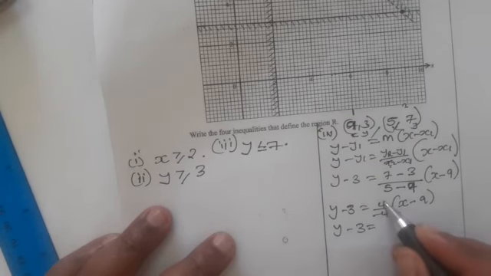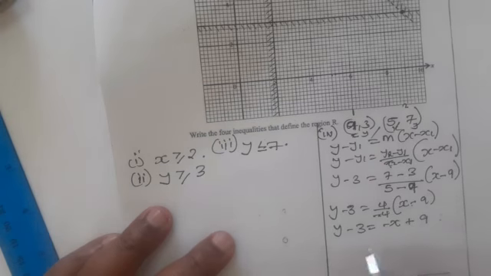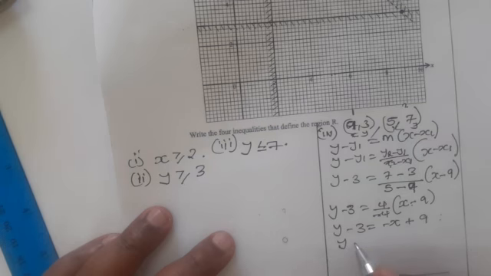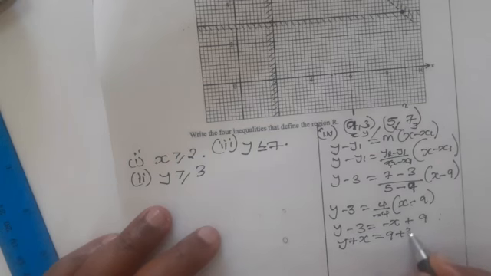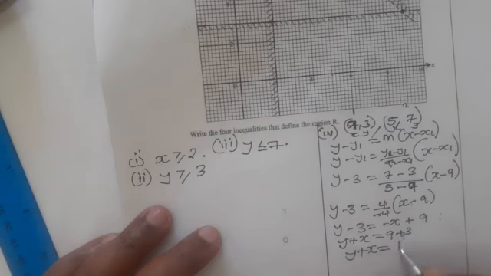Negative 4 into 4 is 1. So we have negative 1 by x, negative x. Negative by negative, positive. 1 by 9, 9. Take this one on the other side. So say y, you have plus x is equal to 9 plus 3. So y plus x is equal to 12.